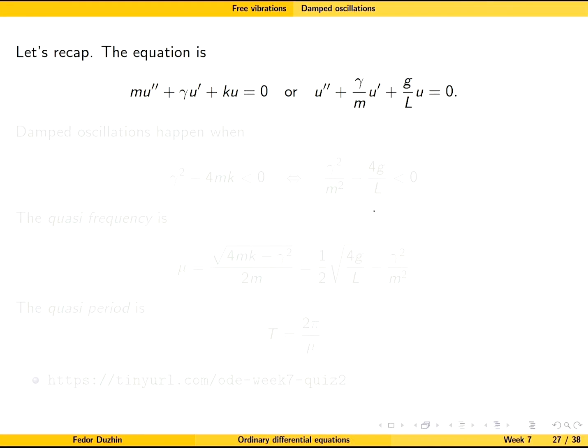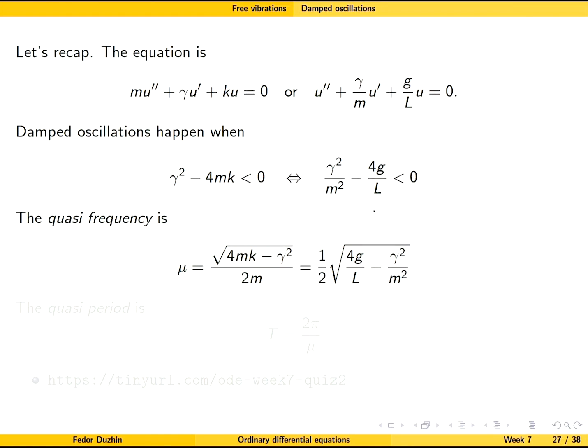All right, so here is our equation. Damped oscillations happen when the discriminant is negative. Then the quasi-frequency, which appears inside the cosine and sine functions, comes from the discriminant. And the quasi-period is going to be the reciprocal of the quasi-frequency, so it's just 2 pi divided by the quasi-frequency.